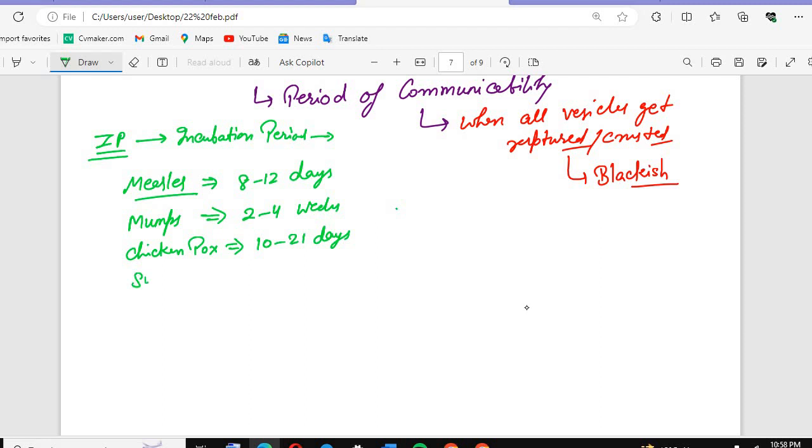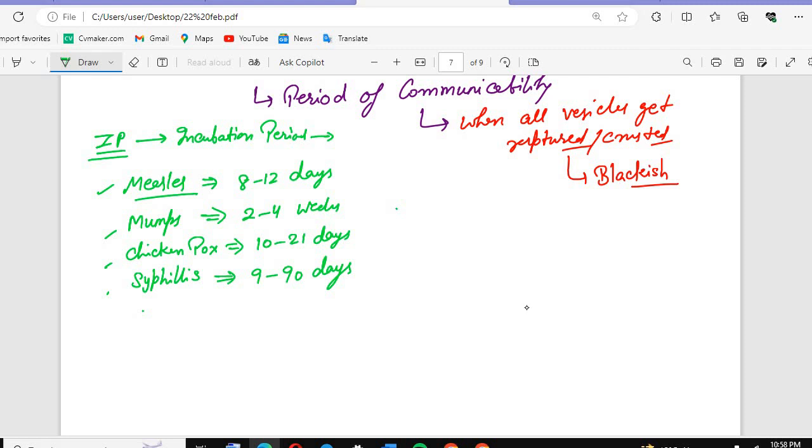Then we have syphilis, which has 9 to 90 days. This you need to remember: measles, mumps, and chickenpox. Chickenpox is important, and other than that you can remember measles and mumps. I hope this is clear.